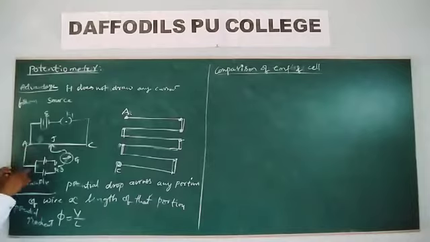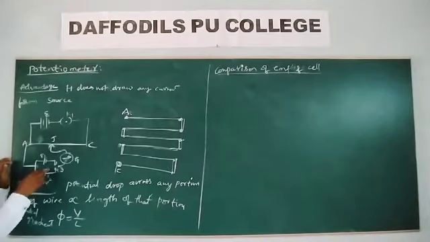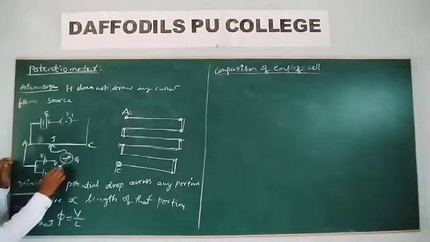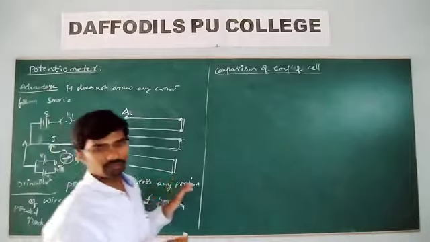The other end of this is connected to a two-way key. The cells E1 and E2, whose EMFs we have to compare, are connected like this through the two-way key, 1, 2. Now, how do we compare the EMF of the cells?